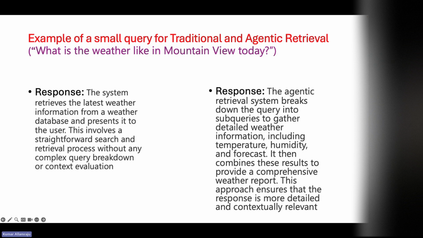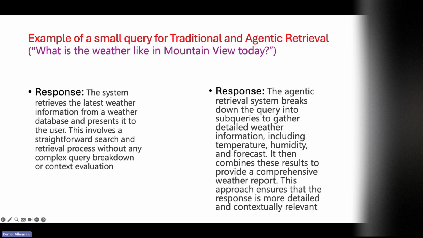If you use a traditional retrieval, before agentic came into play, it retrieves the latest information and is done with it. It could simply say, today's weather is so-and-so. That's what I meant by a straightforward approach, without any breaking down of the queries or context evaluation.